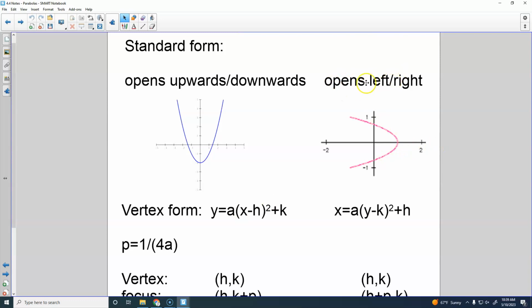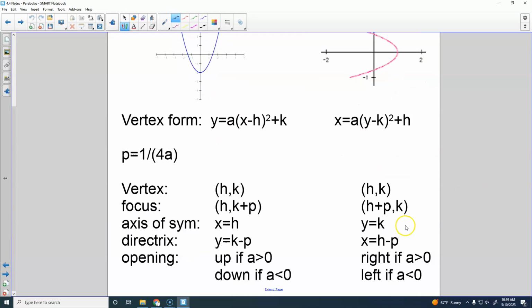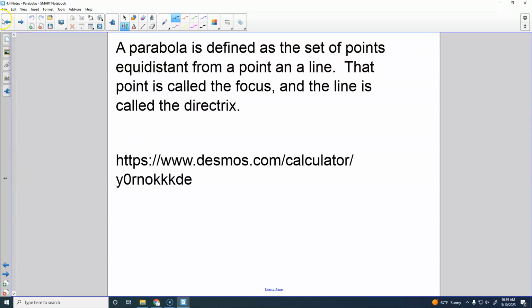Left and right is going to be whenever you have x equals something where your y is squared. And so in this case, did I put this on here later? Yeah, I did. Okay. So in this case, it's going to open to the right if a is greater than 0. So a positive is going to be one that opens to the right. A negative is going to be one that opens to the left for these. Do I have this on here? Yes. Okay.